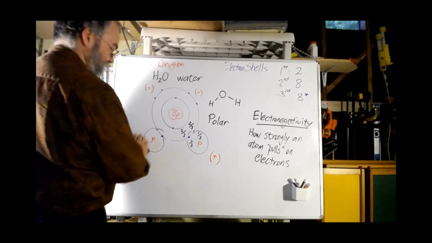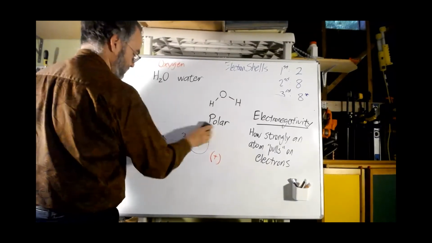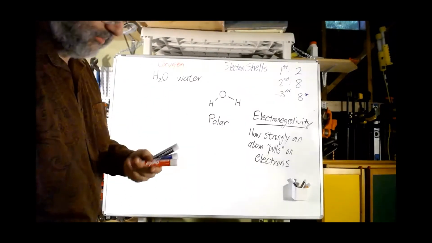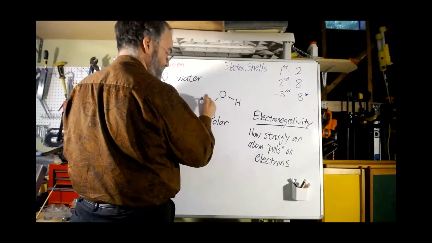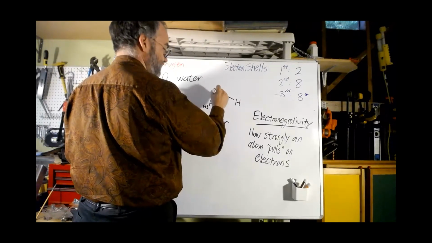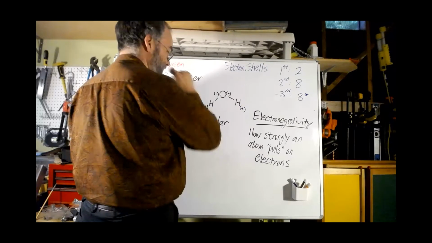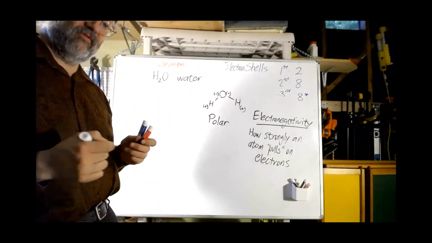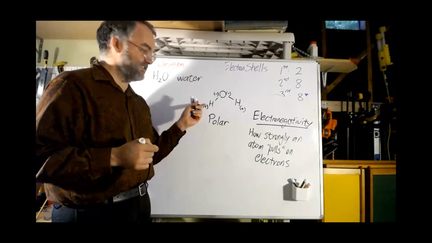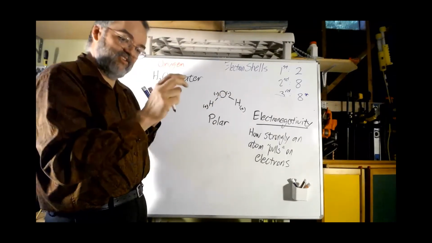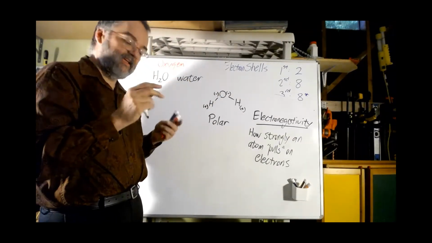So let's remove this more complicated diagram and just show our polar water molecule. And we'll note that this side is a little positive, that's a little negative. Little positive, little negative. Overall, it's still neutral. Overall, there's still 10 protons, 10 electrons. But each side is not neutral on one side or the other.